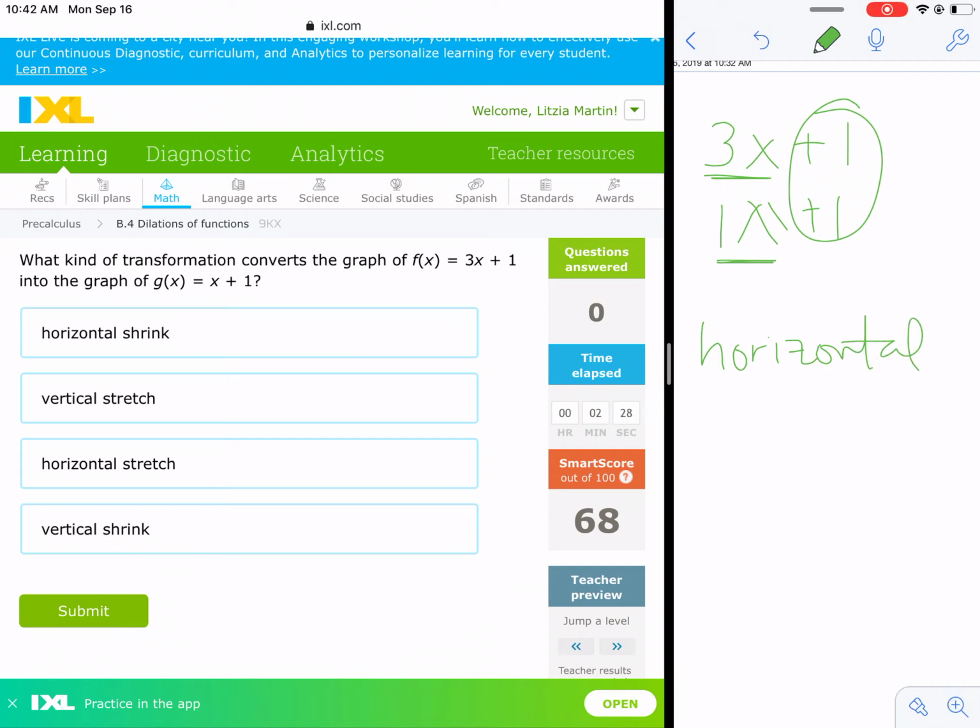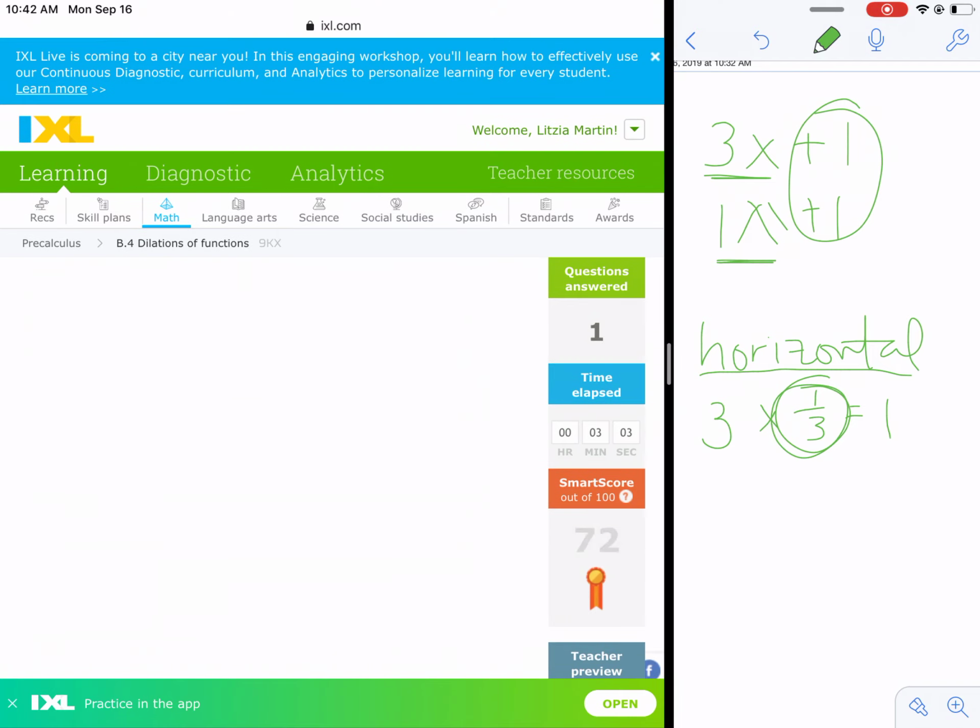So the next thing that we need to think about is we're starting from 3, and then we're changing to 1. So how do we get from 3 to 1? Well, you multiply it by 1/3. 1/3 is a smaller number. It's between 0 and 1. So when we're thinking about horizontal dilations, you want to kind of think opposite. So 1/3 is a smaller number, so really this is actually a horizontal stretch. So the answer for this question will be horizontal stretch.